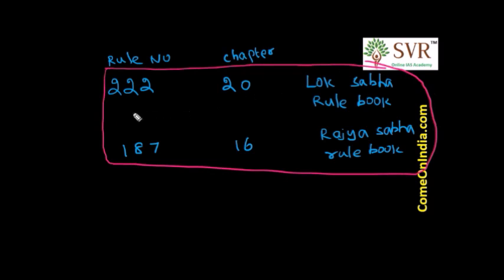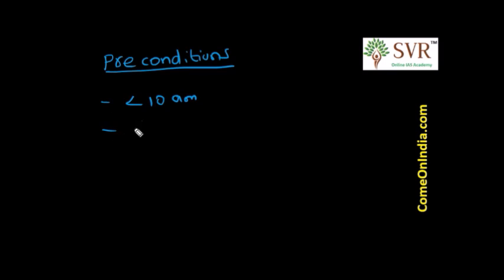And what are the preconditions required before moving the privilege motion? The privilege motion notice should be given before 10 a.m. of the day, and the matter should pertain to an incident of recent occurrence. And a privilege motion can be moved with the consent of the Speaker or Chairman. That's all about the topic of privilege motion.